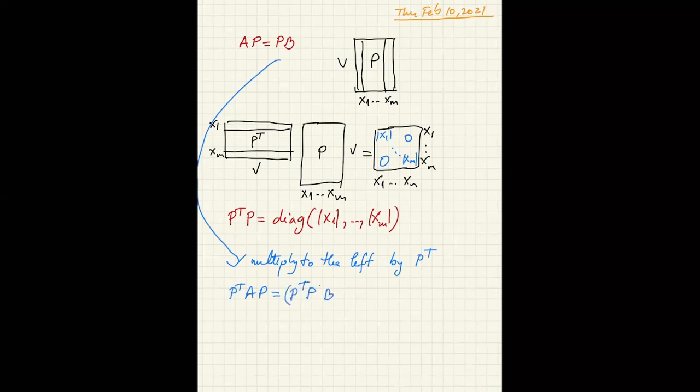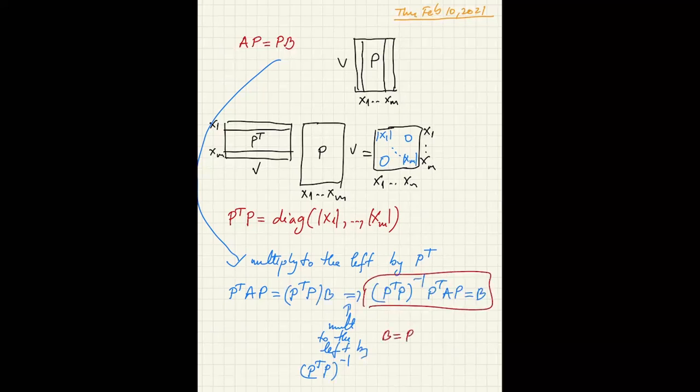And now this P transpose P becomes our friend here, and we can get rid of it by multiplying by its inverse, because this matrix is invertible. And so we multiply again on the left by the inverse of P transpose P, and we end up with (P transpose P) inverse times P transpose AP equals B, which is exactly the second part of our equation. That is, B equals this formula. Okay, this is what we proved.